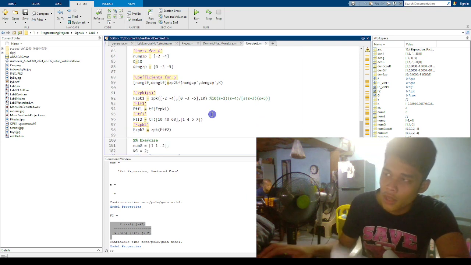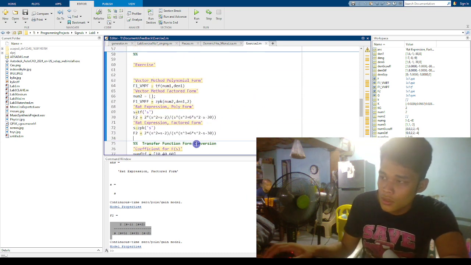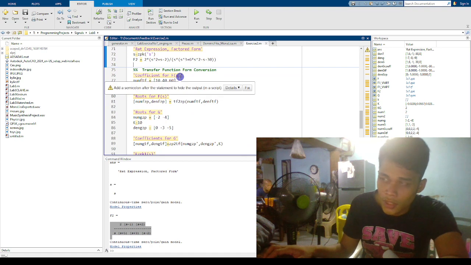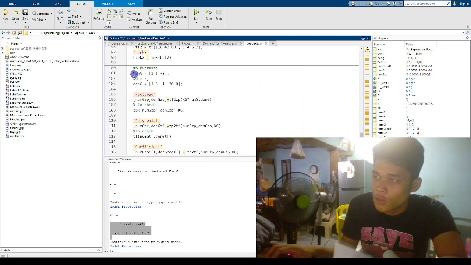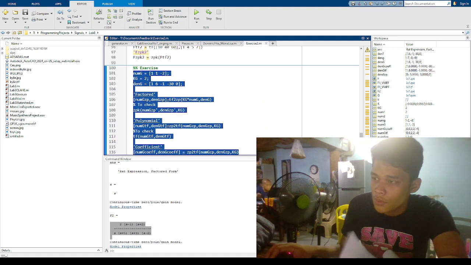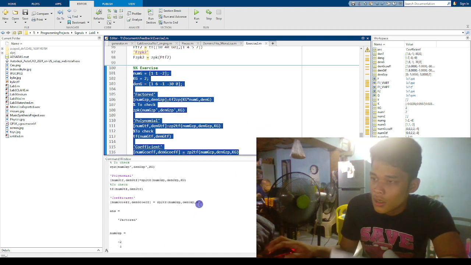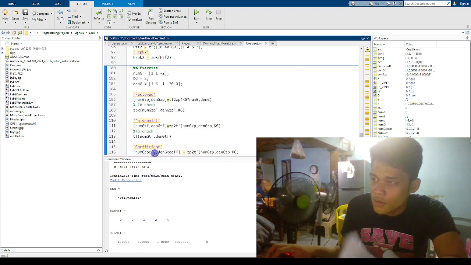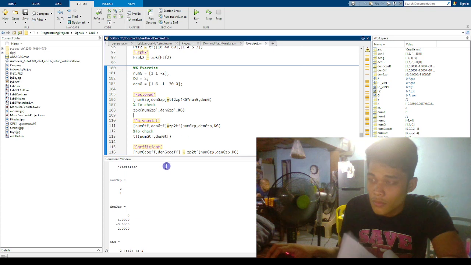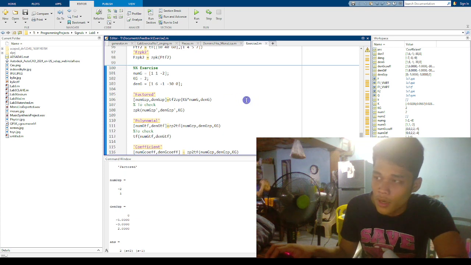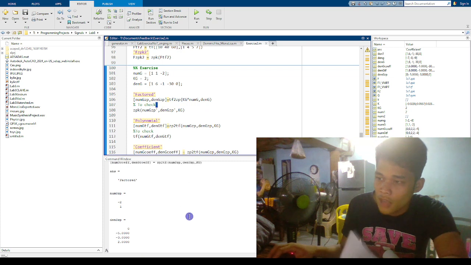For the next part, you can also use this to convert our transfer function directly into either the factored form, polynomial form, or the coefficient form. However, for these three commands, this will only display the coefficients. So the factored form will only display the numerator and the denominator coefficients. And to check, you will have to use the ZPK command.